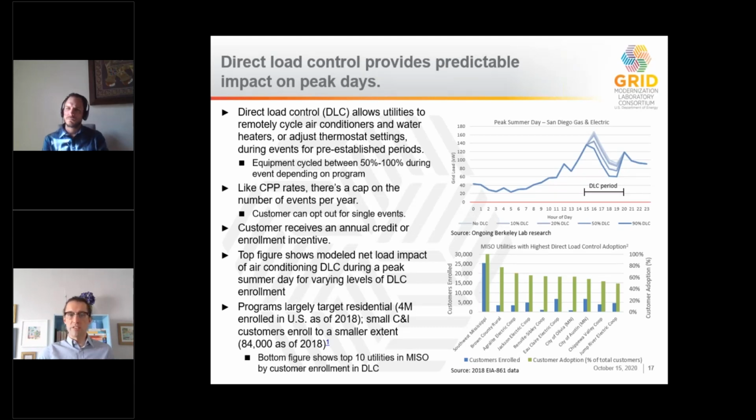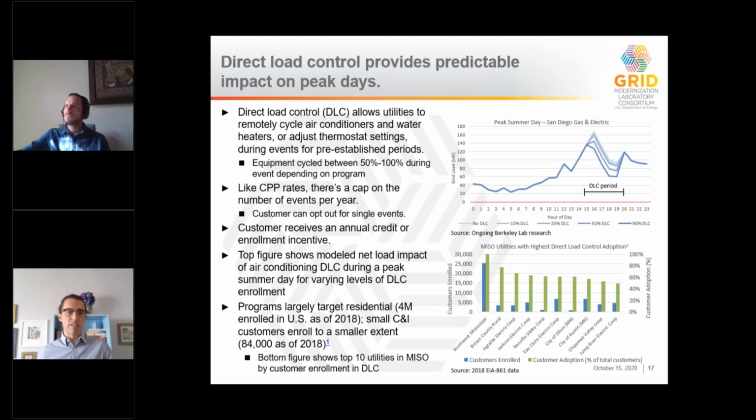With direct load control, or DLC, enrolled customers allow utilities to remotely cycle air conditioners and water heaters, as well as adjust thermostat settings during event days for pre-established periods. During events, equipment is cycled between 50 to 100%, or thermostats are adjusted by a few degrees to cause less HVAC usage. Like CPP, event days are infrequent and customers receive an annual credit for enrollment.